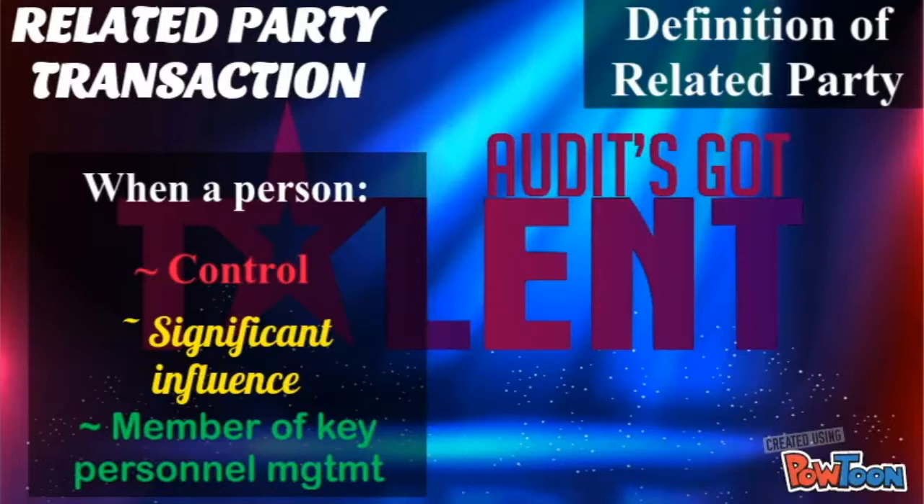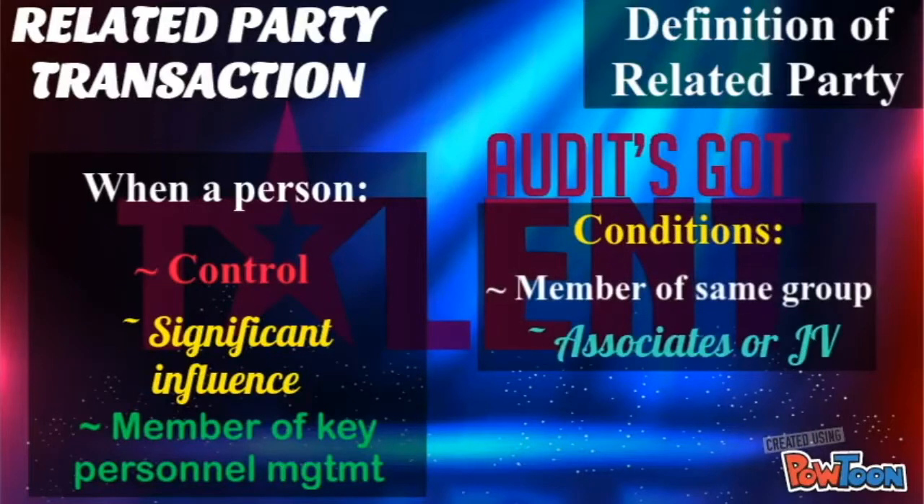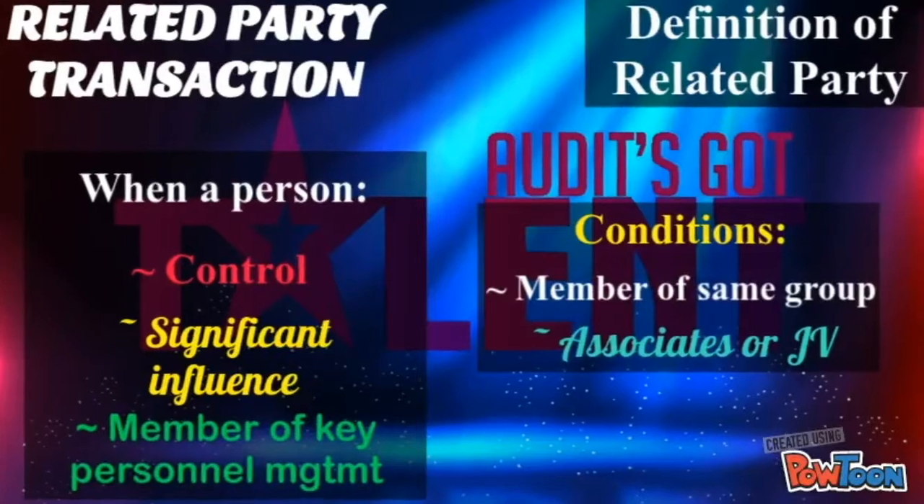An entity is related to a reporting entity if any of the following conditions applies. 1. The entity and the reporting entity are members of the same group, which means that each parent, subsidiary, and fellow subsidiary are related. 2. When one entity is an associate or joint venture of the other entity, or when one entity is an associate and the other entity is a joint venture, or both entities are associates or joint ventures.